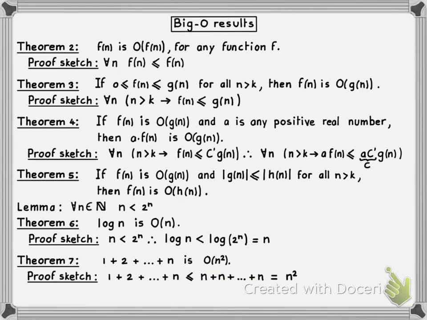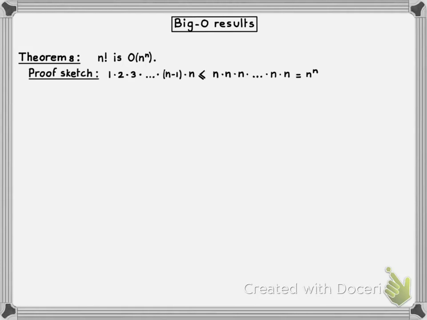Let's conclude this segment with two additional easy results. Theorem 7 states that the function f of n equals n factorial is big O of n to the power n. This is an argument that we made earlier in this lecture. I will write it down as a proof sketch here and not say any more at this time.